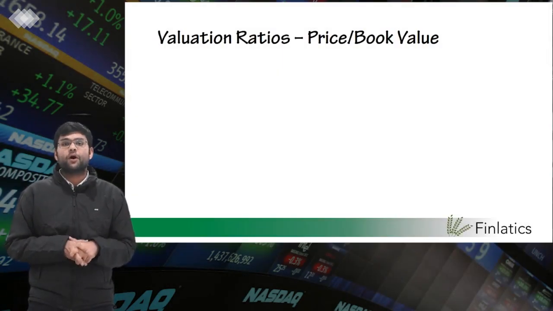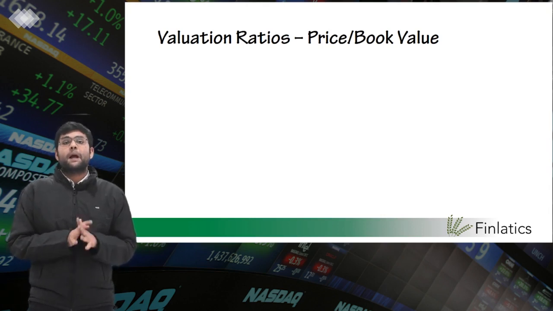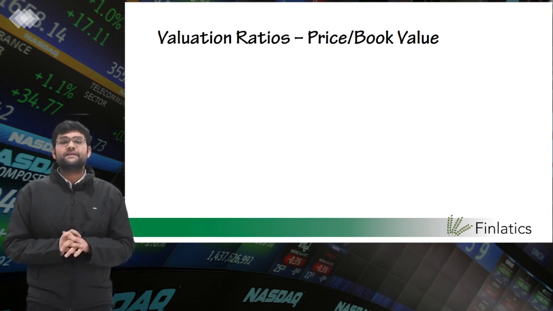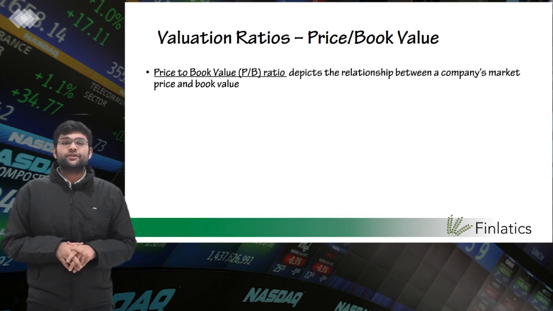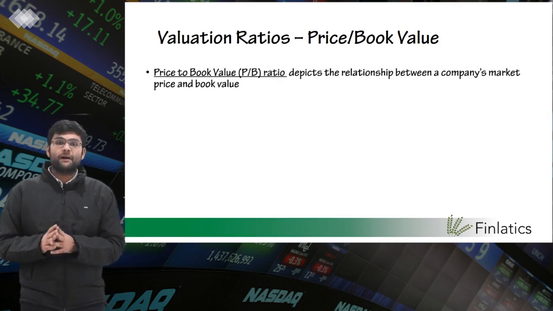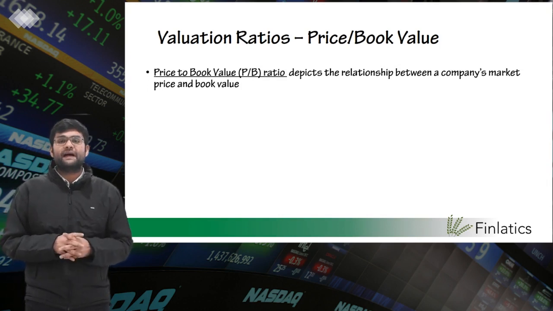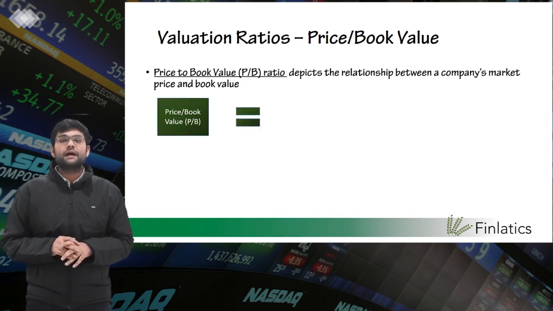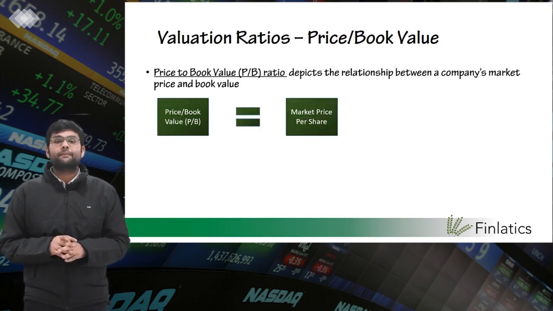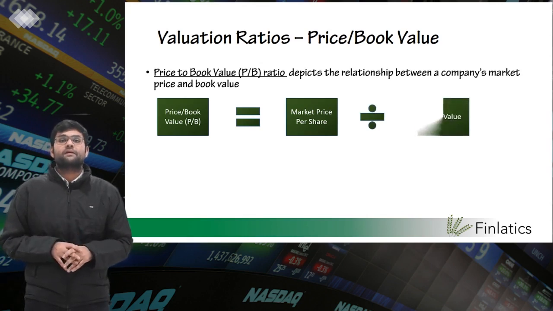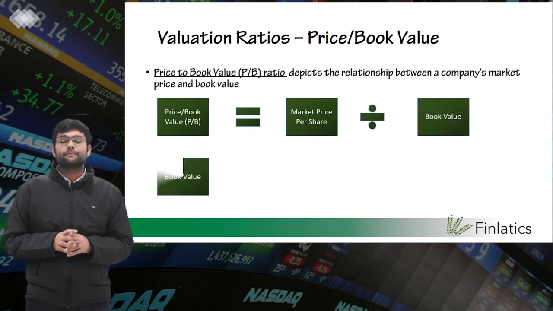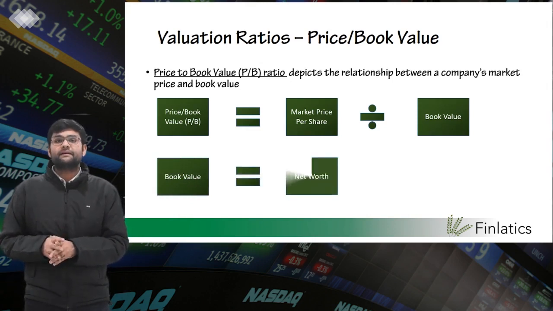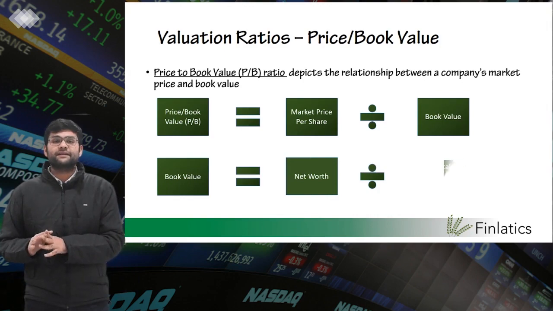Our final measurement to study valuation is the price to book value ratio, or P to BV ratio. Price to book value ratio, or P to BV ratio, depicts the relationship between the market price of a company and its inherent book value. Therefore, price to book value ratio is equal to market price of a company divided by book value per share. Book value per share is simply net worth of the company divided by number of outstanding shares.